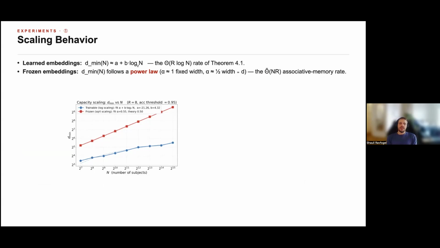And we find that with frozen embeddings, we have this square root dependency. So the width of the MLP is going to be the square root of the number of facts, right? Because the total number of parameters of the MLP is going to be linear in the number of facts. While with trainable embeddings, we get this logarithmic dependency on n, the number of entities. This is the blue curve.